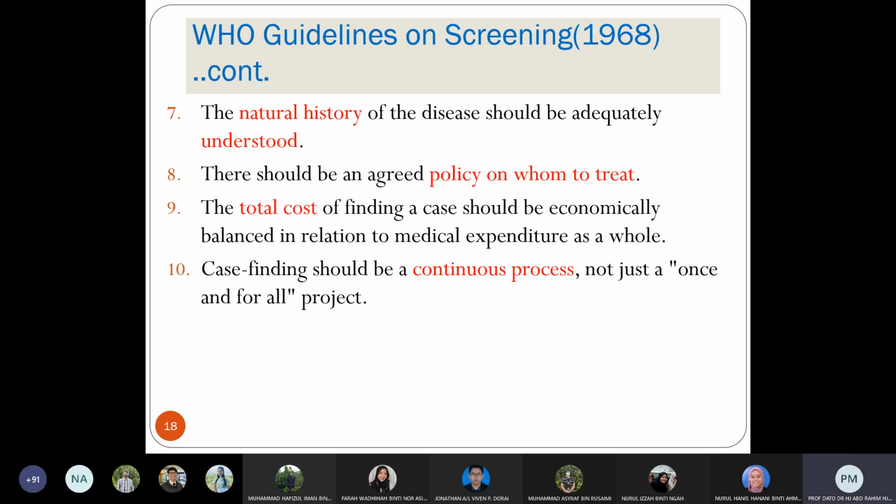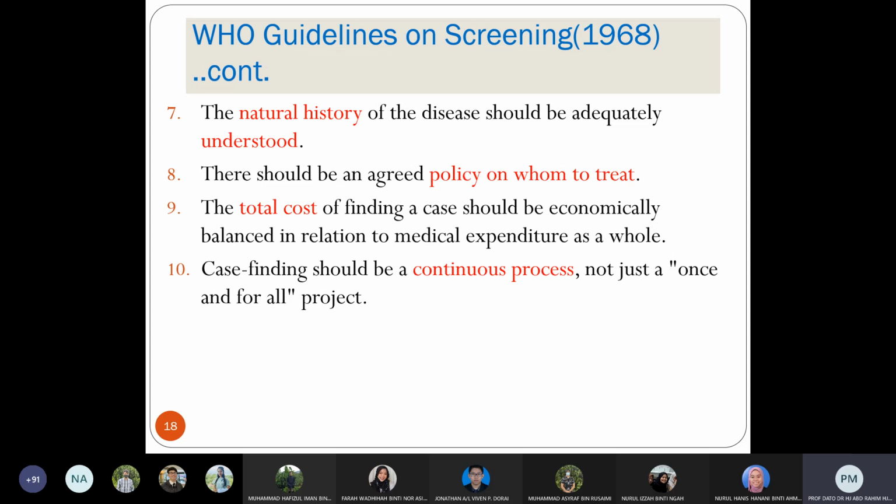There should be an agreed policy on whom to treat. So recently you heard what happened in another country, where the doctor decides who will live, who will not. A very grave situation, where there are so many patients looking for oxygen, and finally because it's not enough, the doctor has to decide who to treat, who can live, who cannot. Oh my God. So we hope that it doesn't happen in your career.